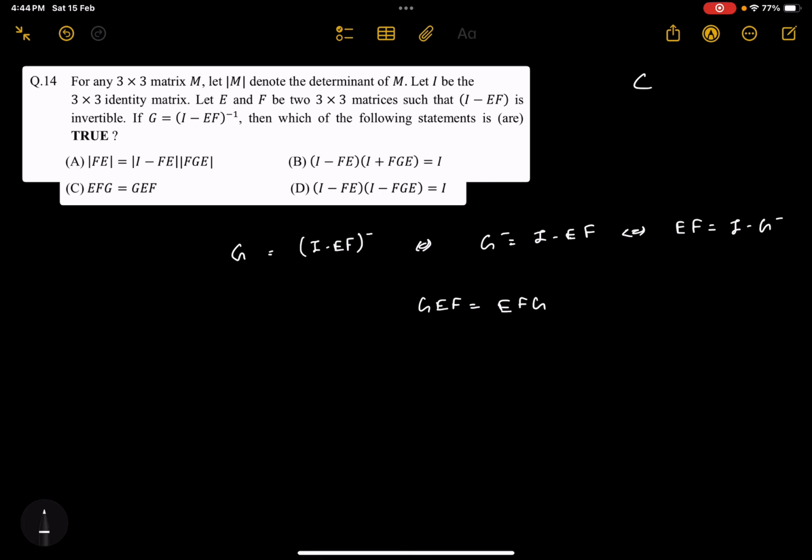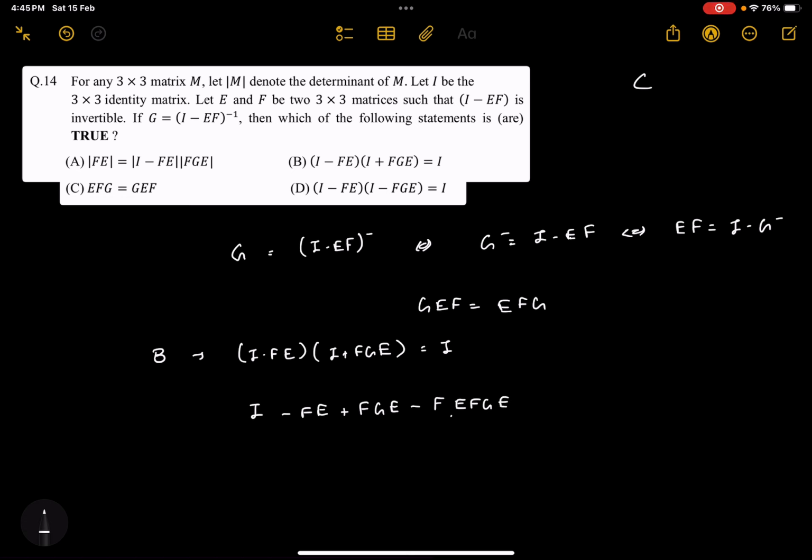Now let's have a look at option B, which is I minus FE into I plus FGE equals I. So opening these brackets, we'll get I minus FE plus FGE minus FE FGE.